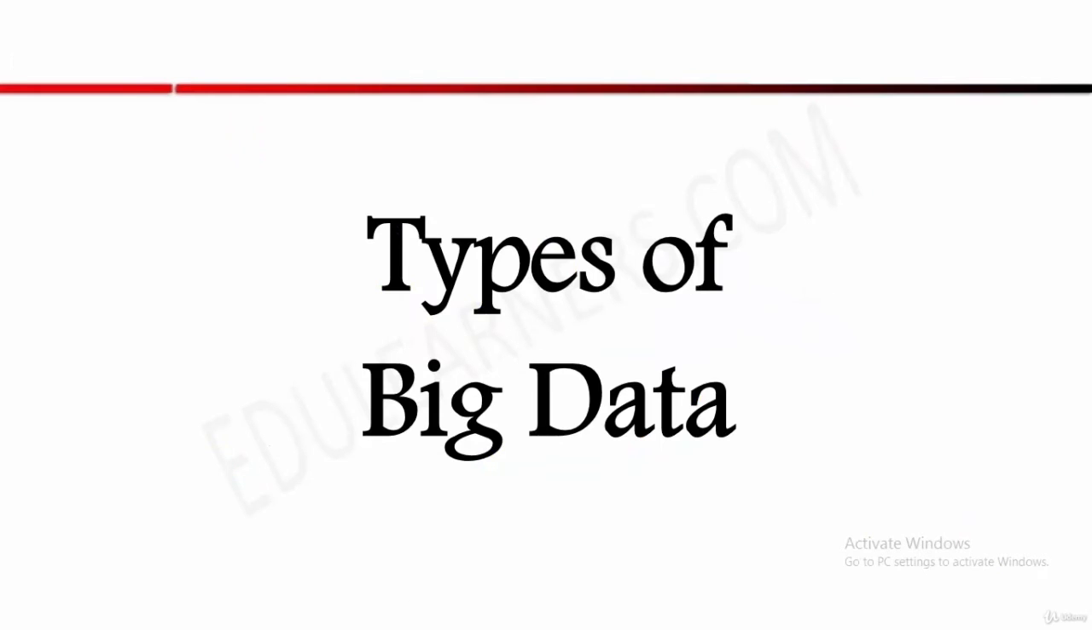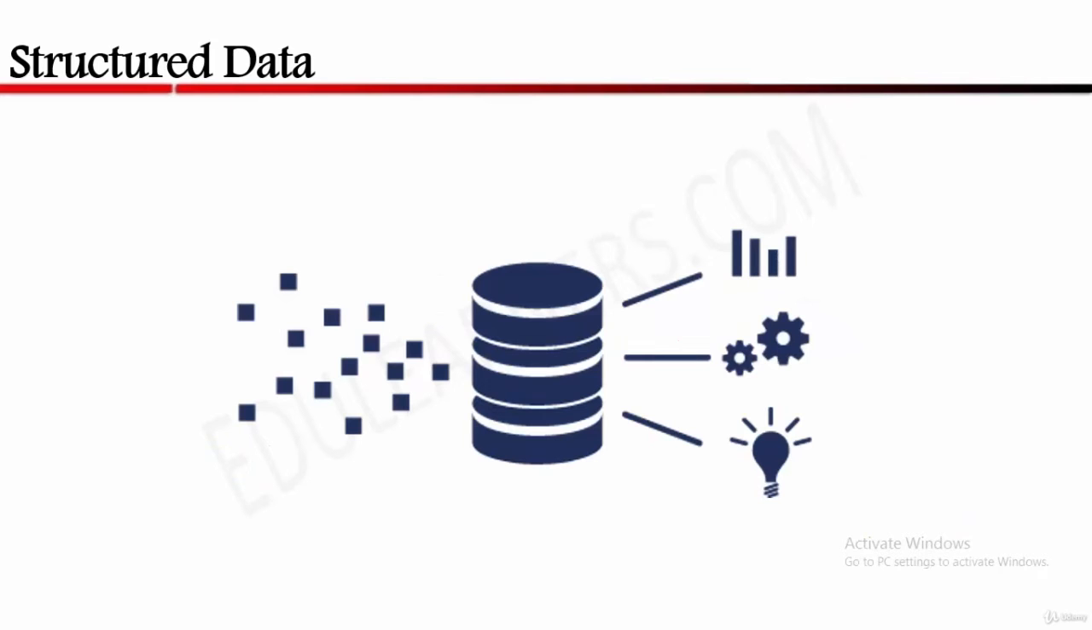Now let's see the types of big data. Starting with first, structured data. Data that resides in a fixed field within a record or file is called structured data. This includes data contained in relational databases and spreadsheets.